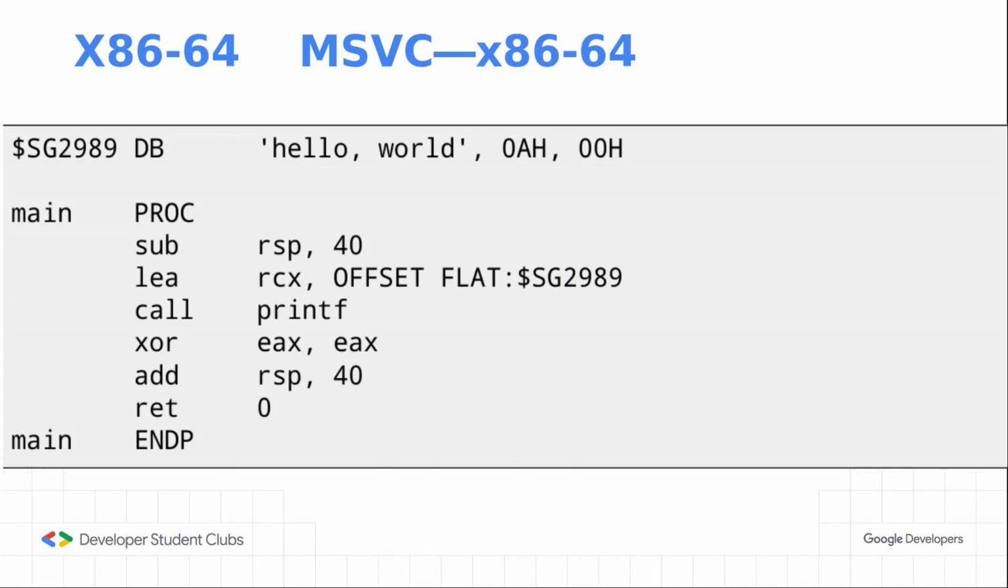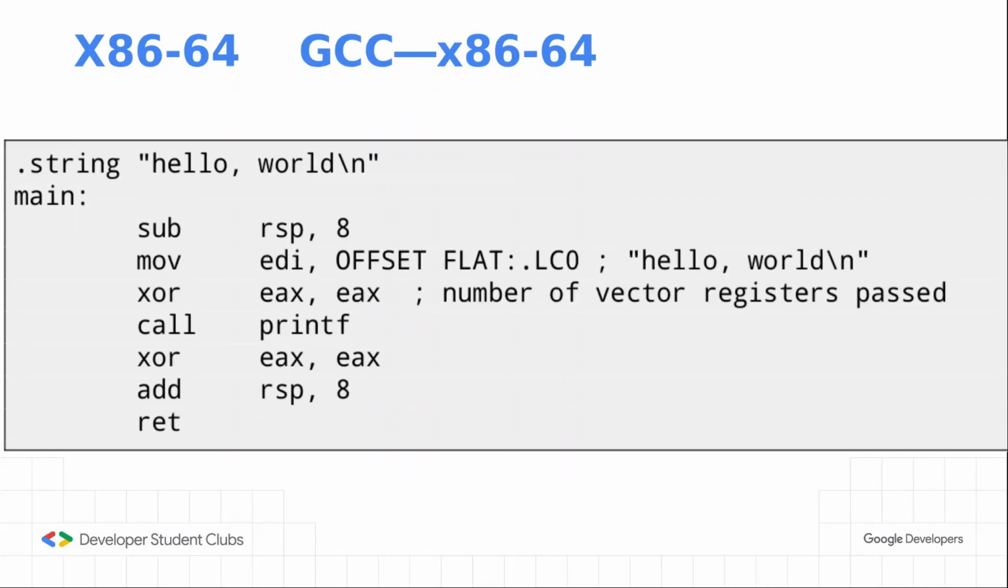Now moving on to x86 64. Again it's almost the same architecture, but then you have some differences here. This is again the MSVC compiled one. And this is the GCC part of it.